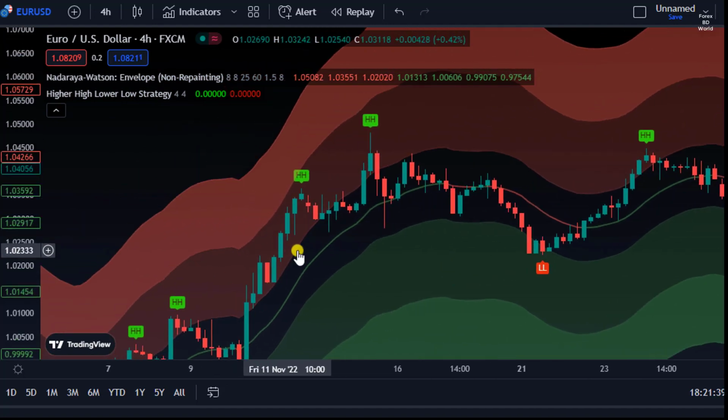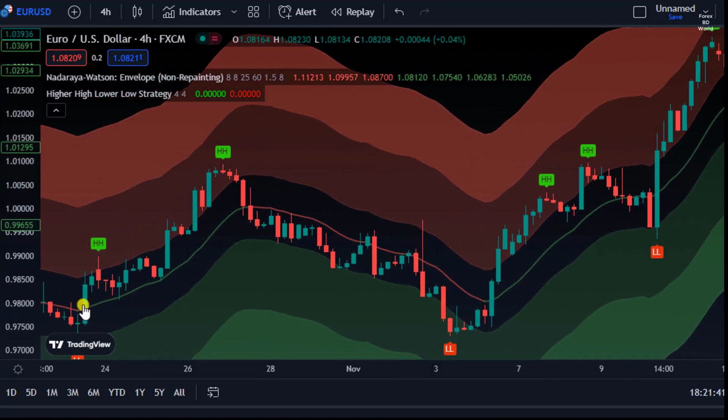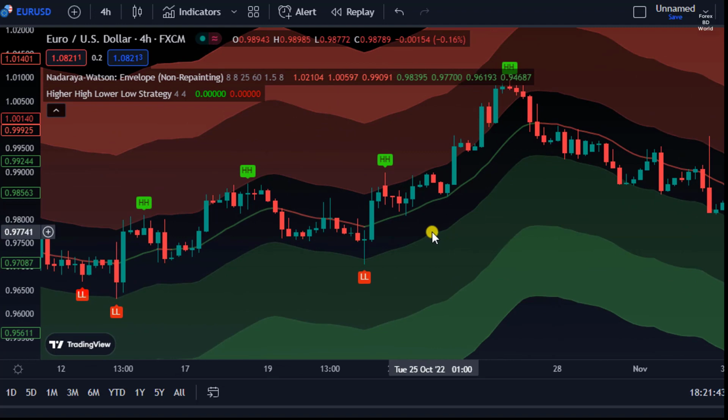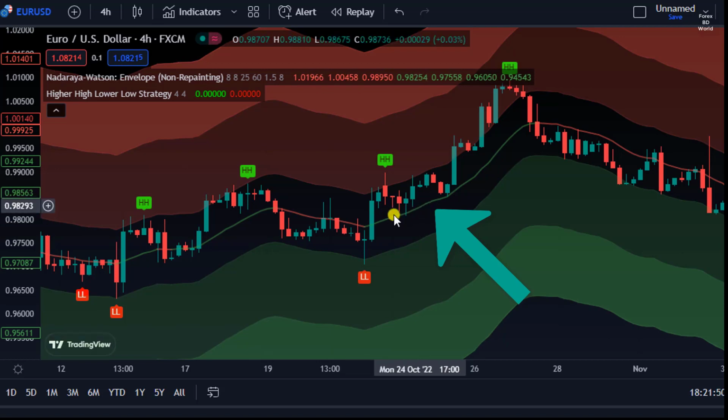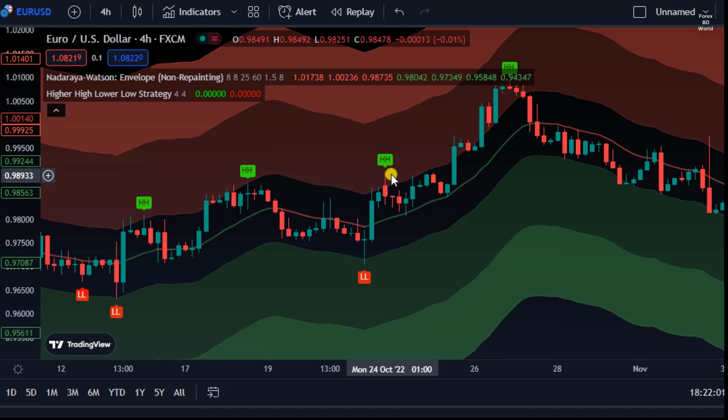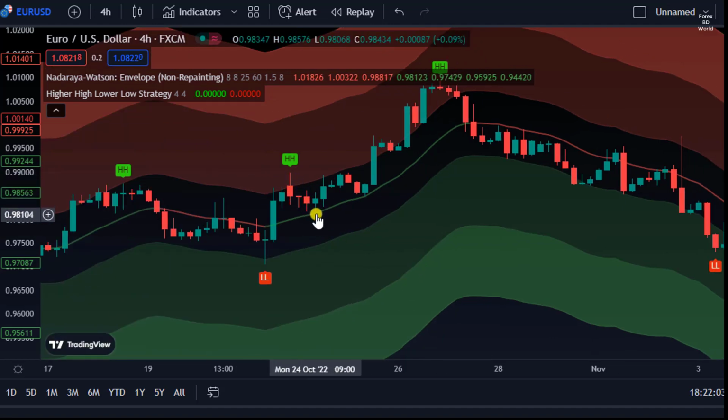There are some criteria to take a buy entry. A few things you have to follow. Firstly, the line you see in the middle of the NWE indicator must be green. I repeat, the line in the middle of this indicator must be green to take a buy entry. Then the second criteria is that the market will stay above this green line and later the market will come up to this green line.